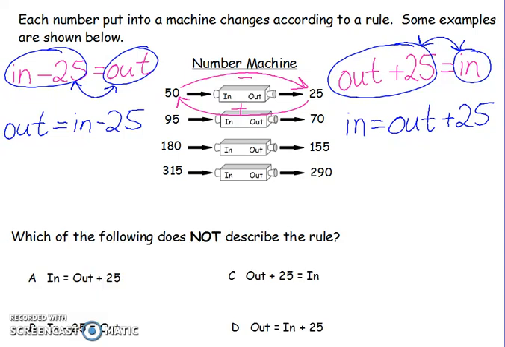And as we look at our answer choices, we can see that the only one that does not match what we wrote is D, where it says the input plus 25 is the output, which is not correct.